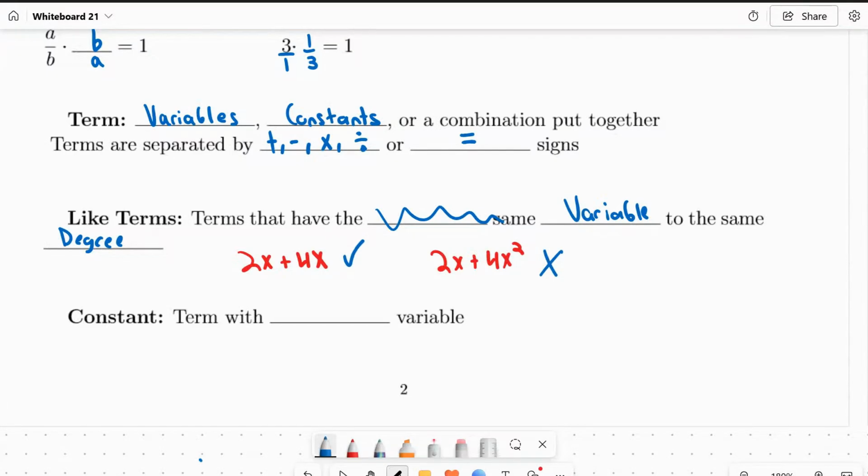A constant is any term with no variable. So, those are just your numbers. 4, 7, 1001. Doesn't matter, right? It is just a number with no variable. It does not change.